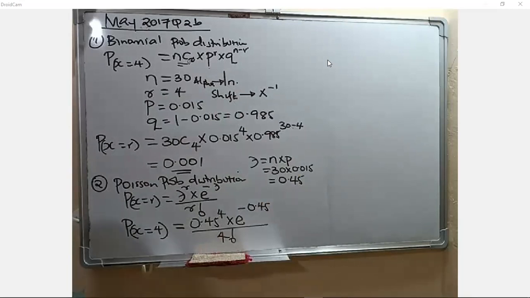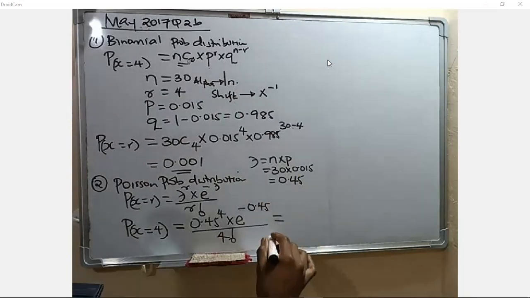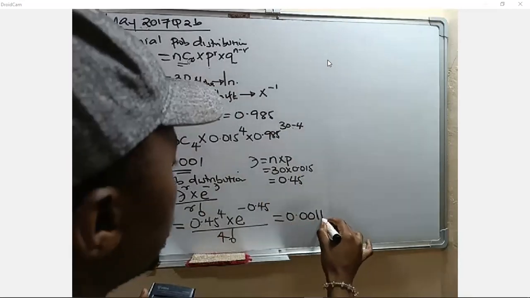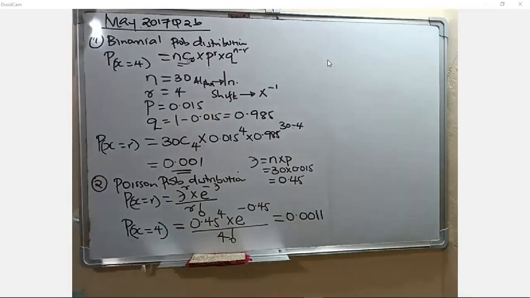So in this case, we are going to get our answer as 0.0011. That is the answer that we have gotten there. So that is how you normally calculate between the two.